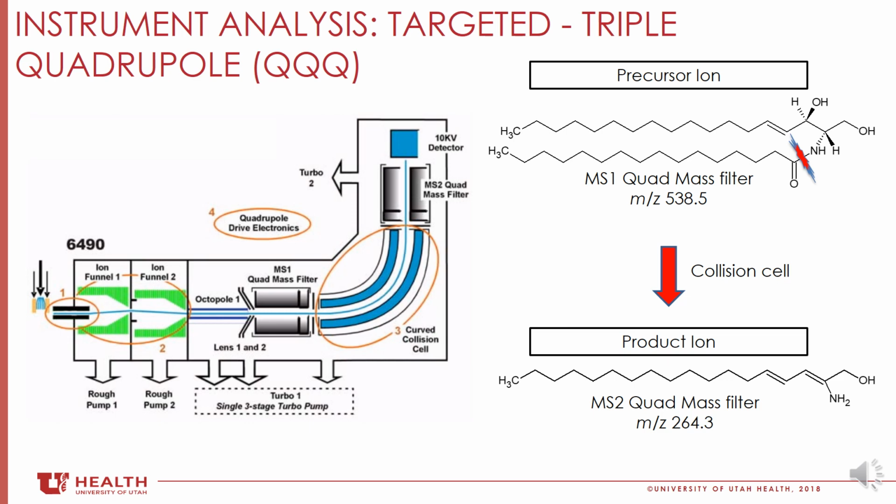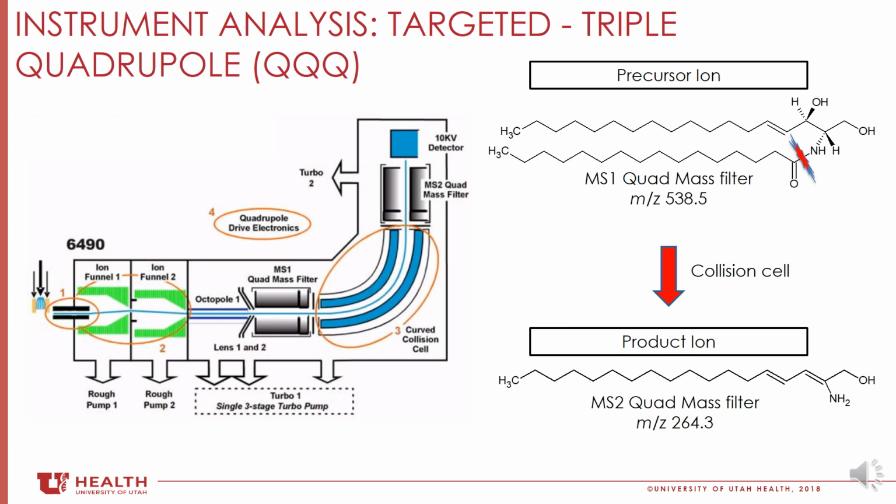Changing gears now to the triple quadrupole mass spectrometer. As with the QTOF, the quad initially filters the selected ions, or precursor ions, before reaching a collision cell where they are fragmented into product ions. The collision cell is typically called the second quadrupole, although it's not technically a quadrupole.